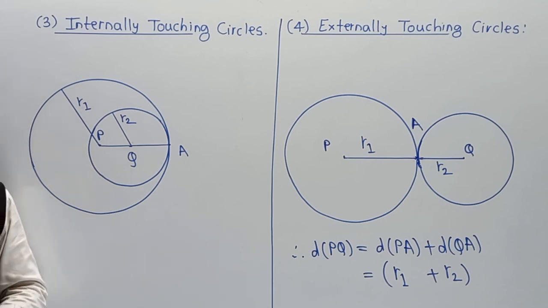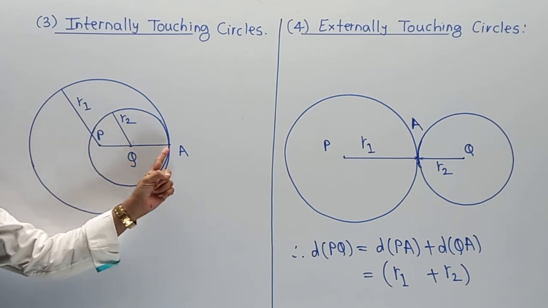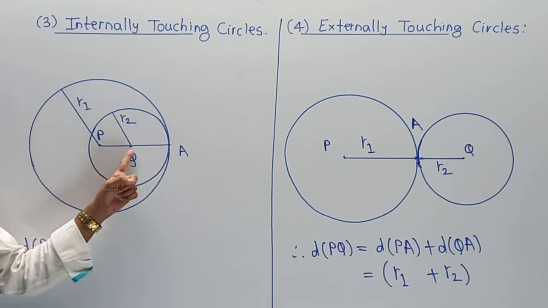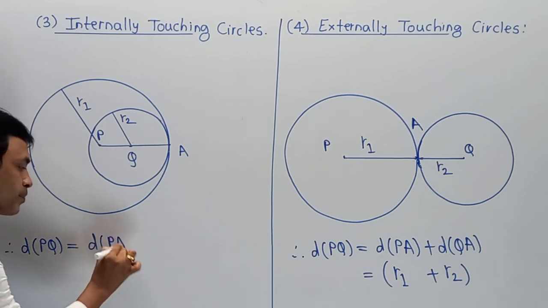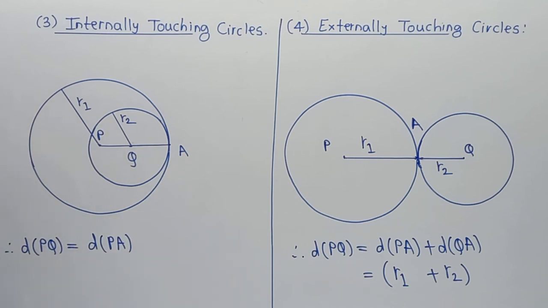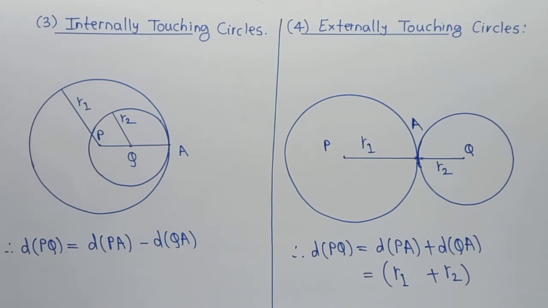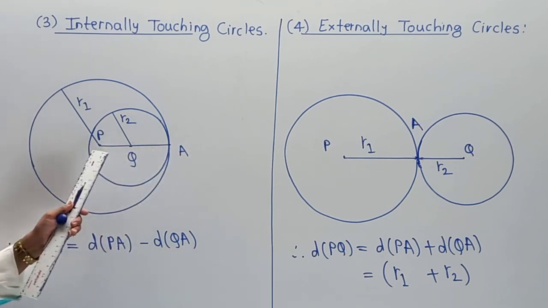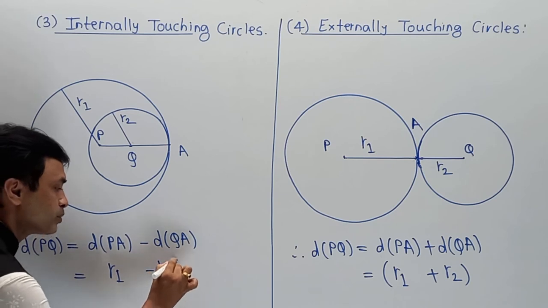What is meant by distance PQ? It is the distance between the two centers. So distance PQ is equal to, as we are interested in finding the distance between the two centers of the circles, the radius of the first circle, PA, minus QA, which is nothing but the radius of the second circle. So I am going to write distance PA, which means the radius of the first or larger circle, minus distance QA, which means the radius of the second circle. In this way, PA minus QA is PQ. And here, the answer comes as R1 minus R2.